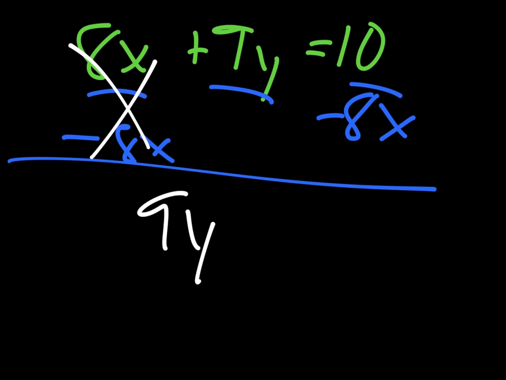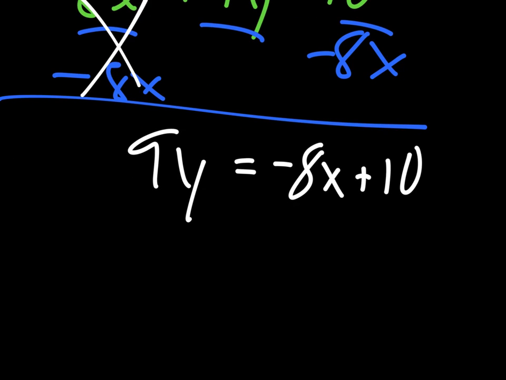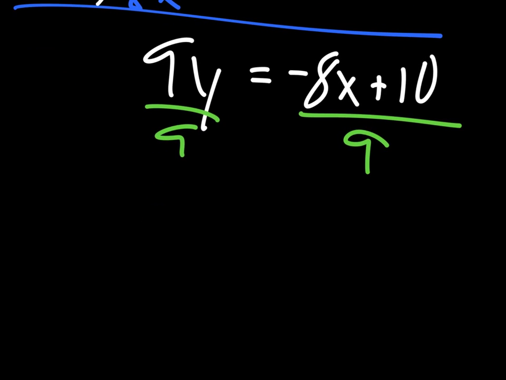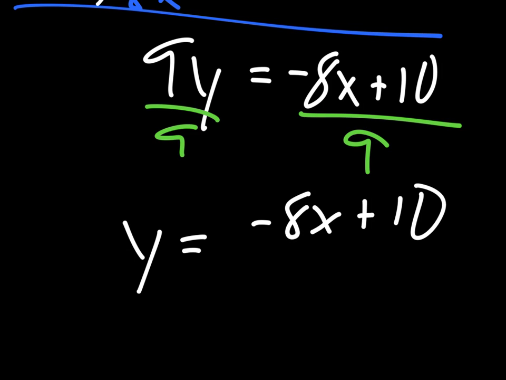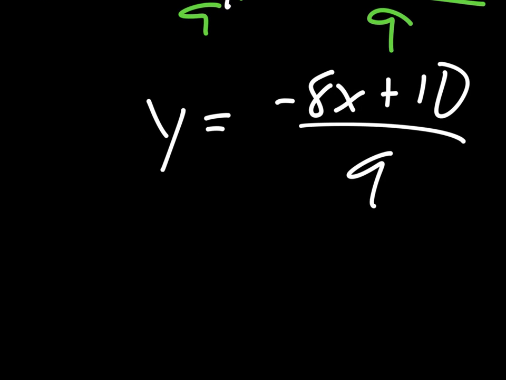We have 9y equaling negative 8x plus 10. Actually, write it exactly just like that, okay? 9y equals negative 8x plus 10. And then we're going to divide by 9 the entire thing, right? And now we have y equals negative 8x plus 10 over 9. Now, that's ugly. We don't like it that way. So what we're going to do is rewrite it as y equals negative 8x.